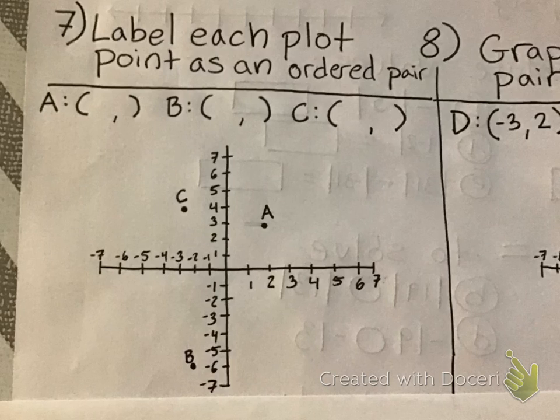So what do we get for A? So what do we get, Hannah? You get 2, 3. We go forwards 2. We go up 3. Okay.